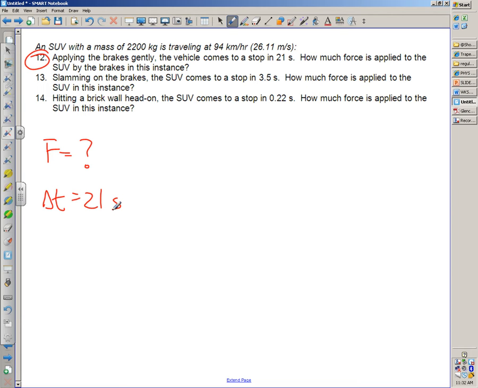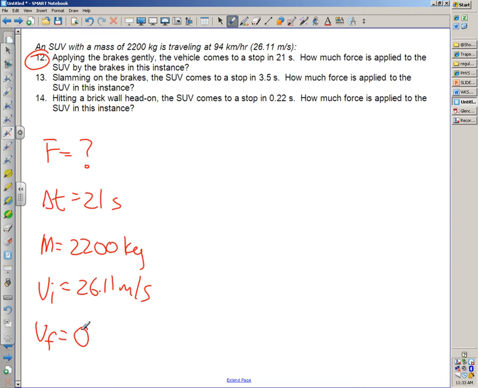Other things that they told us about this. They gave us the mass of the SUV, right? They give us a velocity. Which velocity is that going to be? That's going to be the initial velocity, because, Olivia, what does it say happens in the problem? It stops, right? So the initial velocity is going to be 26.11 meters per second, but then the final velocity is going to be 0. Good there?